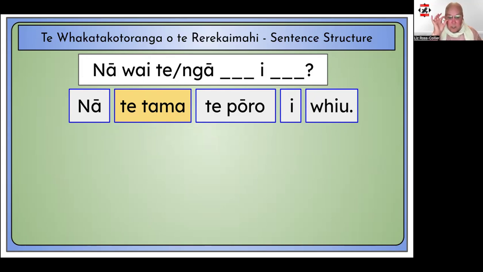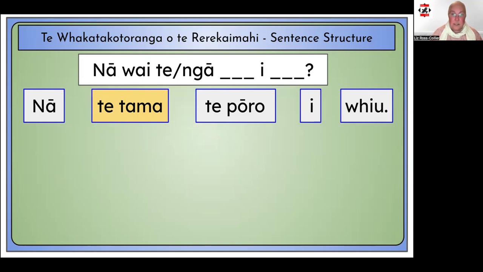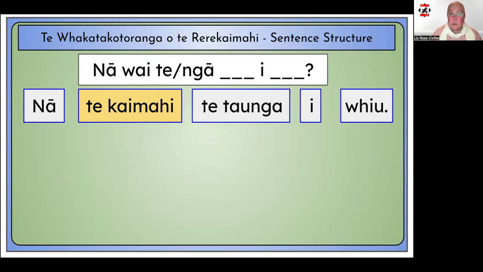I've put the sentence structure at the top and I've got our sample sentence ready to work with. I'll start by breaking the sentence into its parts. Now I'm going to identify the parts of the sentence so that we can work with them. Te tama, the boy, is the kaimahi. Te pōro is the object, or te taunga. And whiu is the action, or the tūmahi.